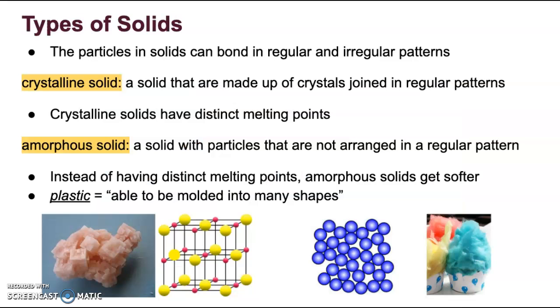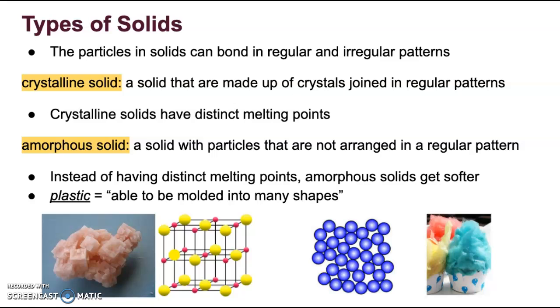There are two distinct types of solids. Remember that the particles in a solid are stuck together, but they can be stuck together in a regular pattern or in an irregular pattern. If those particles are stuck together in a regular, regimented, consistent crystal pattern, then we call that solid a crystalline solid. You hear the word crystal in the term, right? Crystalline solids include ice, snow, sugar, salts. There are lots and lots of them.